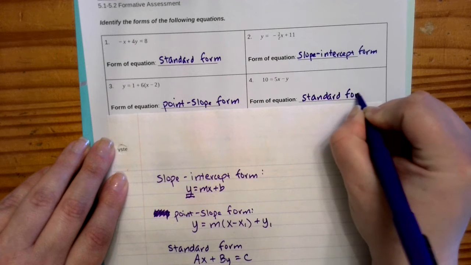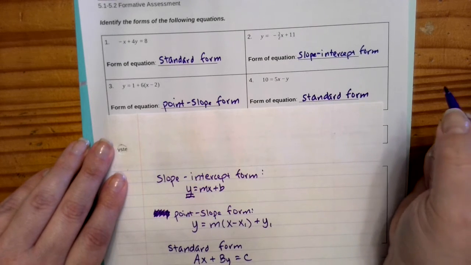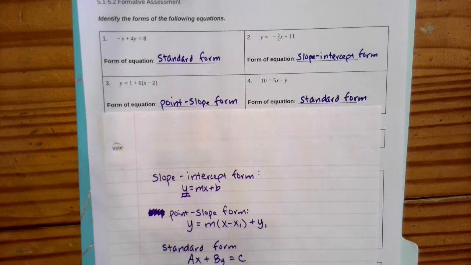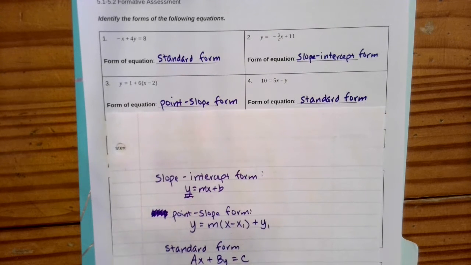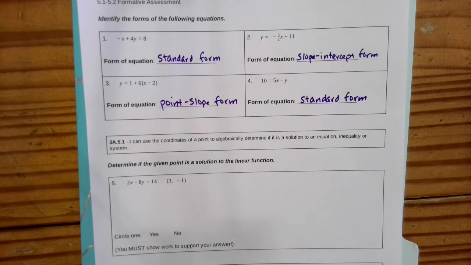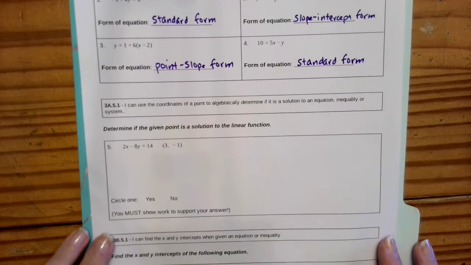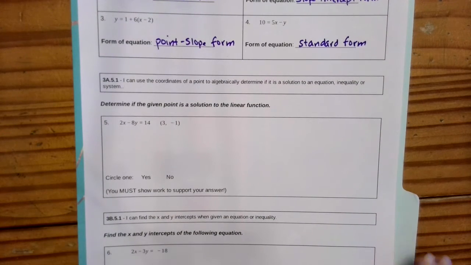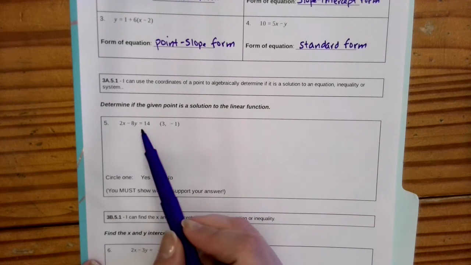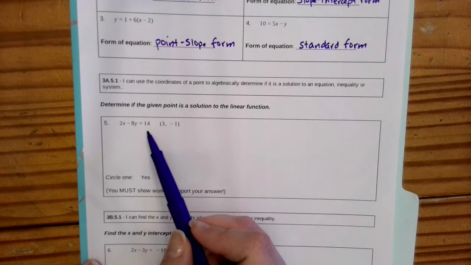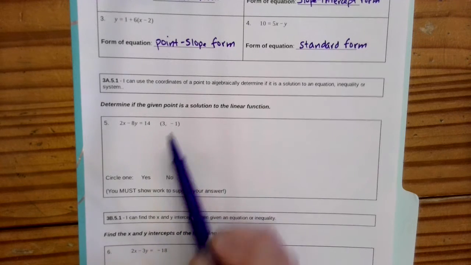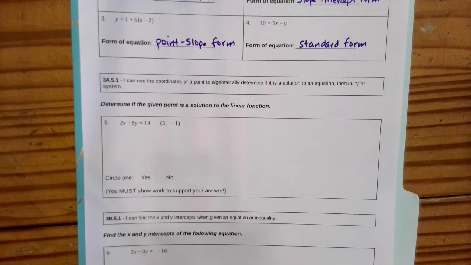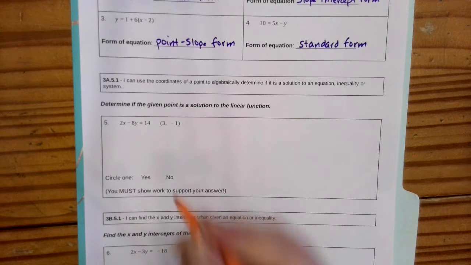Being able to tell these different forms apart is important because when we ask you to graph them, you need to be able to pull the important information from each one. Okay? Moving on here, question 5 says determine if the given point is a solution to the linear function. So we were given this linear equation, 2x minus 8y equals 14, and we were given this point, 3, negative 1. We want to know if the point 3, negative 1 is a solution.